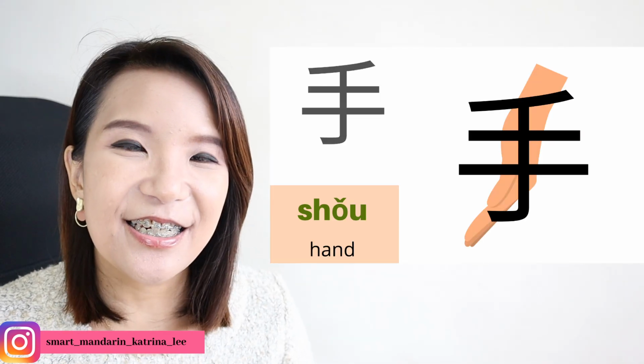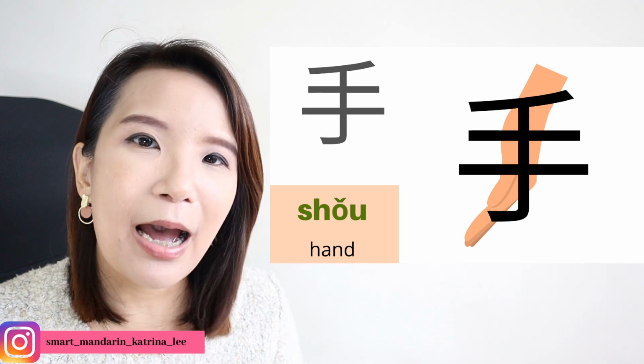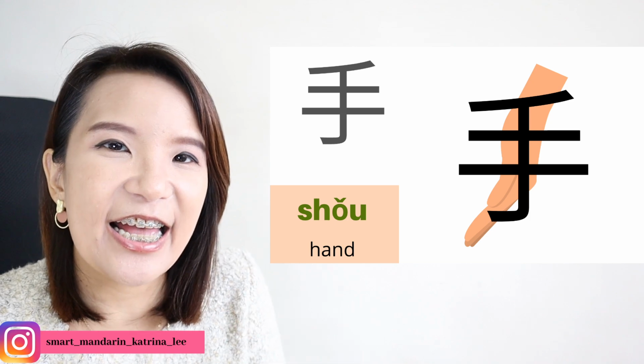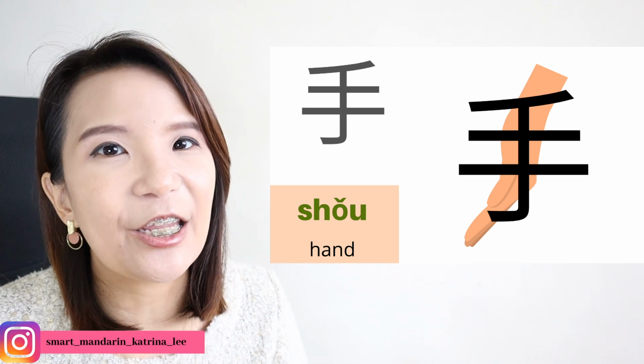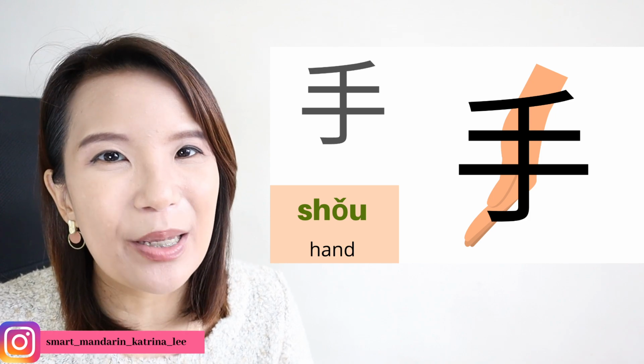The next character is 手, 手 meaning hand. It looks like mouth, but just imagine how you put your hand. The image looks like your hand, 手. And this is how you write 手 in Mandarin Chinese.